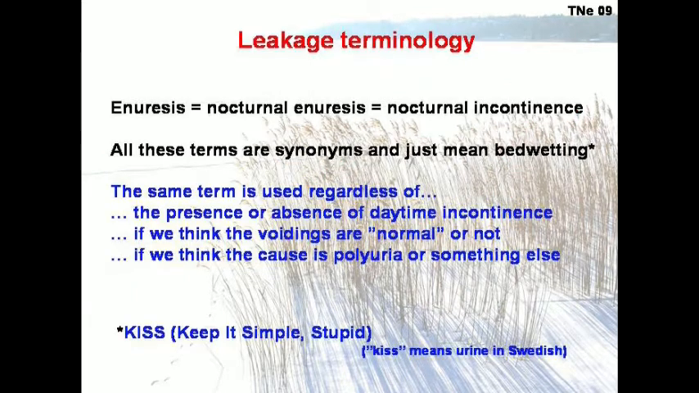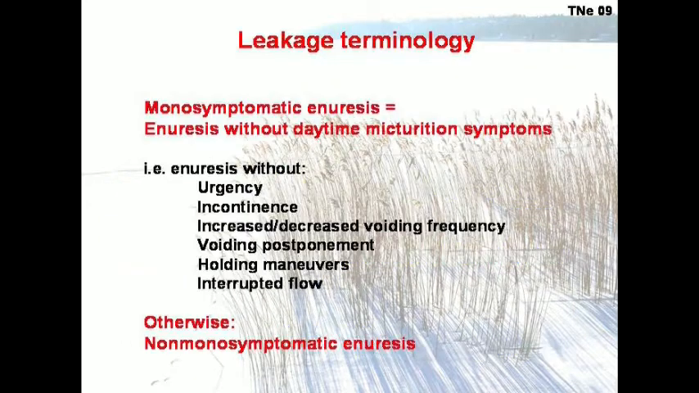So enuresis is the same as nocturnal enuresis and is the same as nocturnal incontinence, and all these terms just mean bedwetting, regardless of the presence or absence of daytime incontinence, regardless if we think the voidings are normal or not, or regardless if we think the cause is polyuria or something else. We need to simplify this so that everybody can know what words to use without having to make invasive investigations.